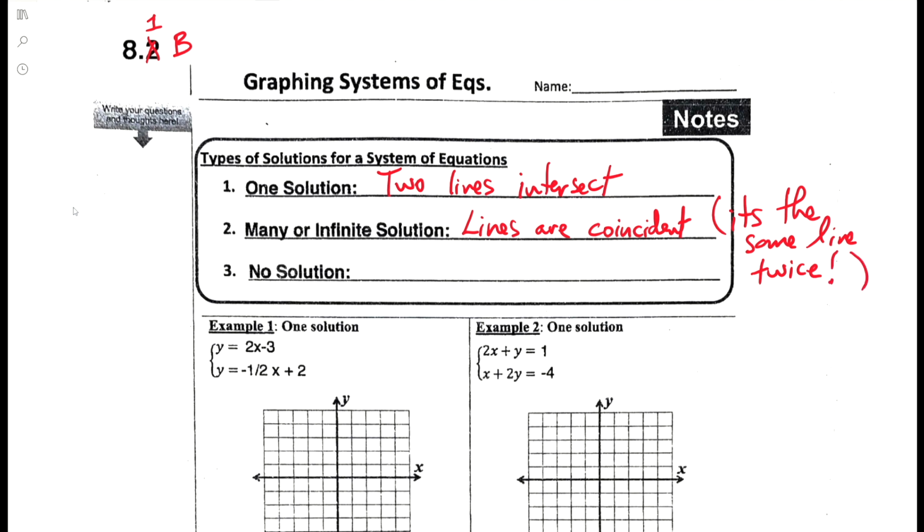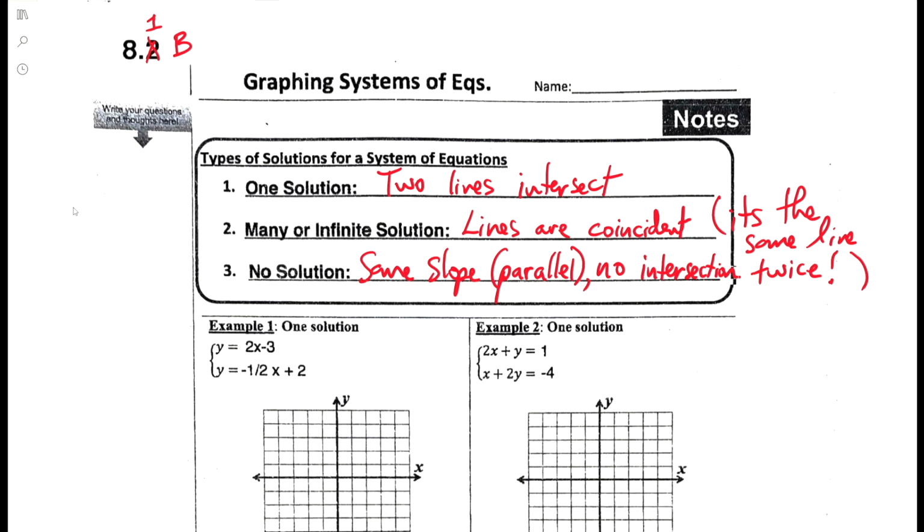But a no solution case happens when you have the same slope, meaning that the lines are parallel and they have no intersection. So in other words, we're asking a question that doesn't make any sense. We're asking where the lines cross and they don't.